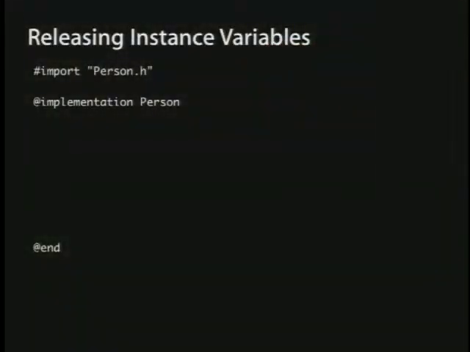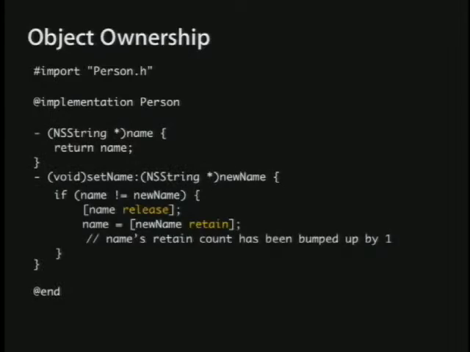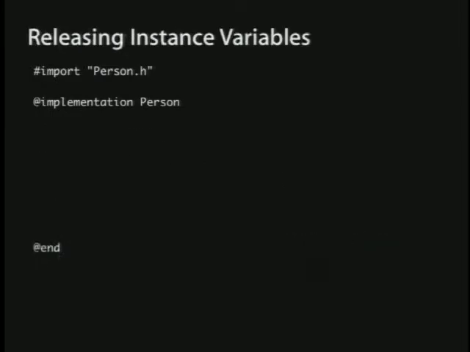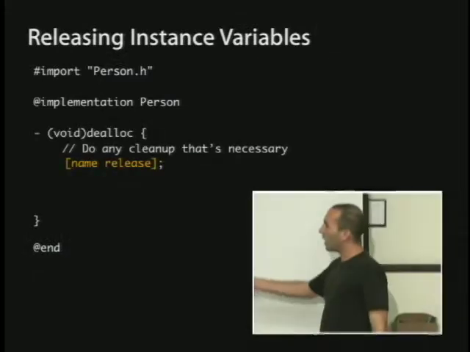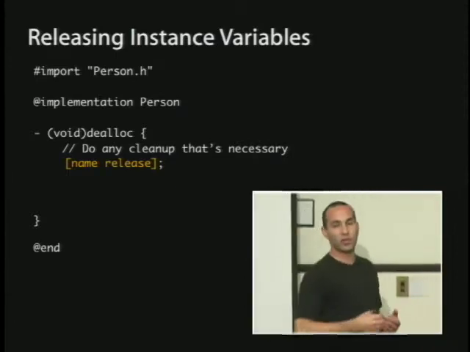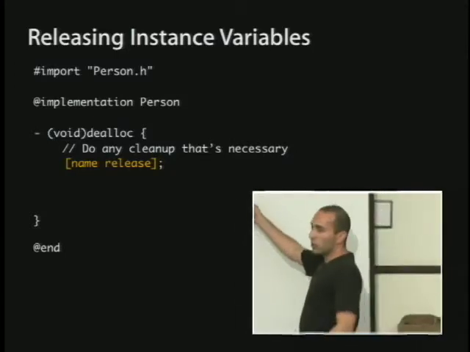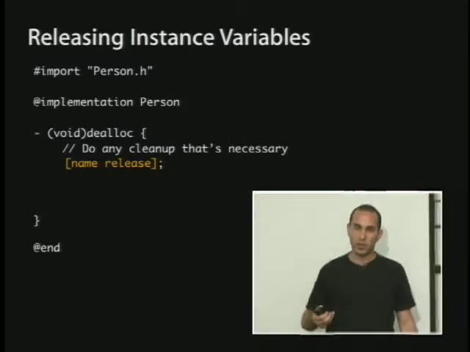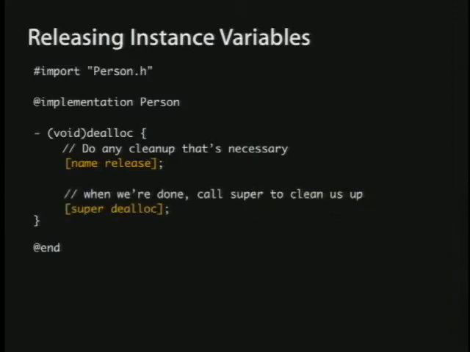Okay, so now let's release instance variables. Let's take a look at our dealloc. Because in our setter here we took a reference to it by calling retain, we need to, in our dealloc, make sure that we release it. And how we're going to do that is by calling name release. What that will do is, let's say we're the only one holding on to a reference, the retain count will go to 0. The object will go to 0 at that point, and it will get dealloced. And then, of course, we always call super dealloc.